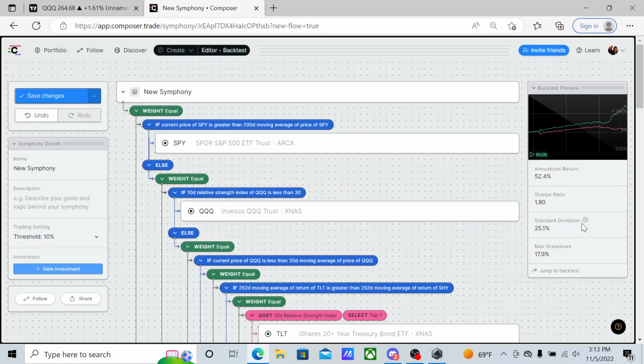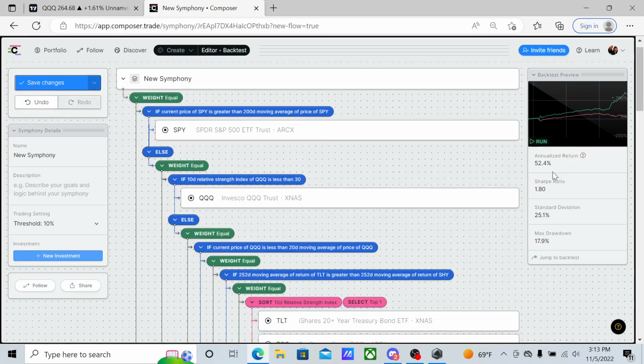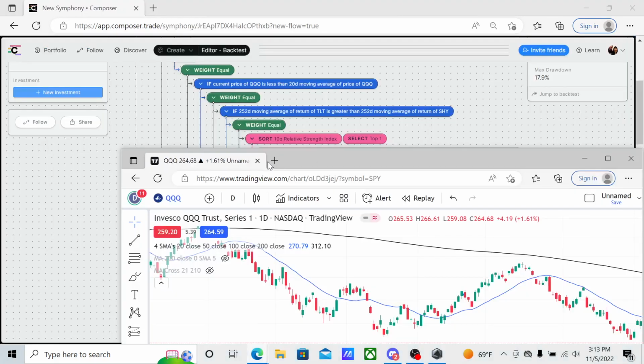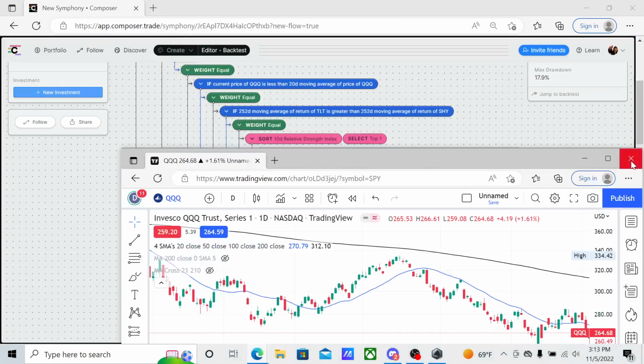It didn't change your max drawdown, which is nice. But again, that's just a way to, like I said, oops, what did I do here?